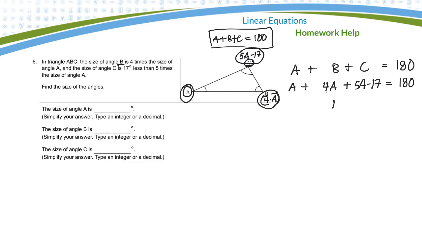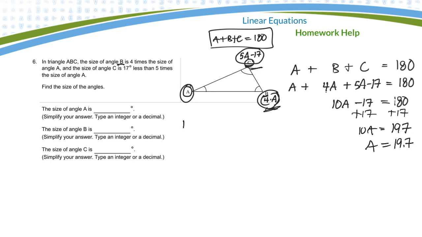Okay, collecting my A's. A plus 4A plus another 5A, so that'd be 10A minus 17 is equal to 180. And then add 17 to both sides. So add 17, add 17. So you get 10A is equal to 197. And so A is equal to 19.7. Okay, so now I have A. Now to figure out the other angles, I can just use their formulas right there. So angle B is 4 times A, so that'll be 4 times 19.7. And angle C is 5 times A minus 17. So that's 5 times 19.7 minus 17.